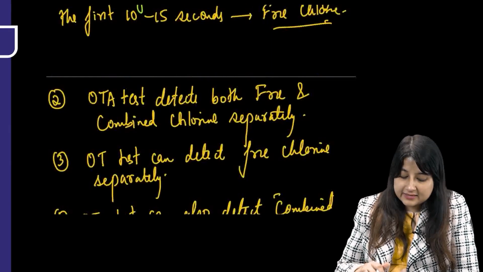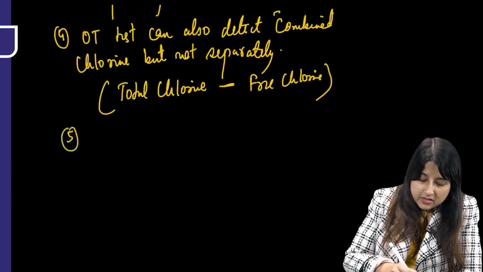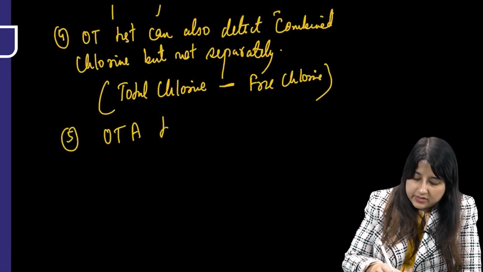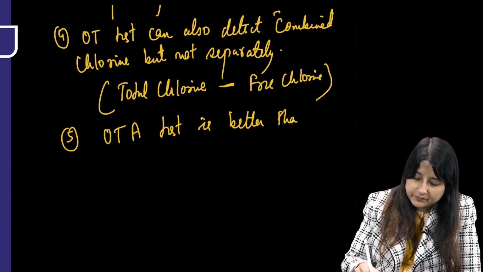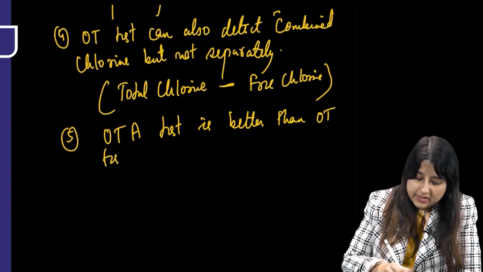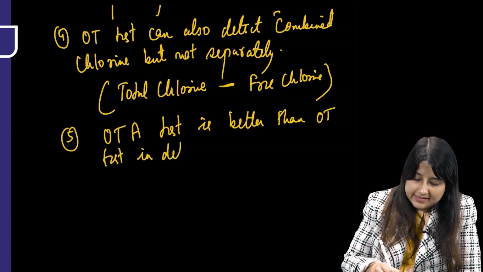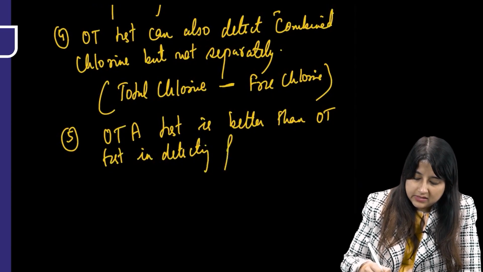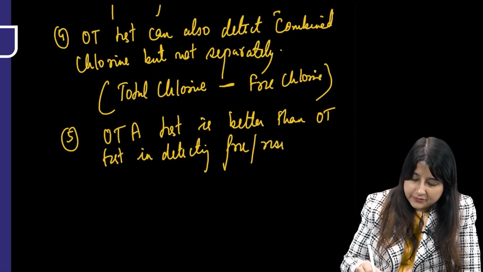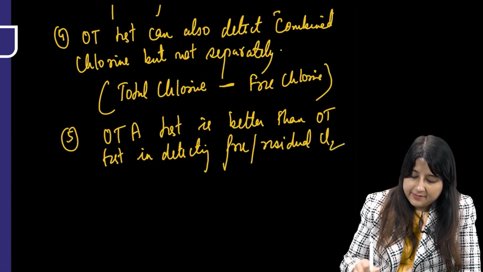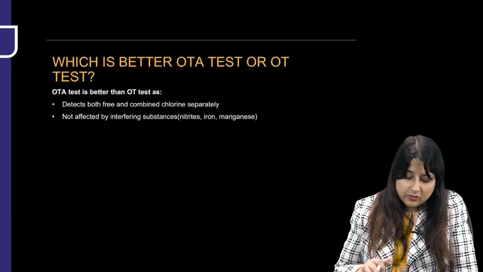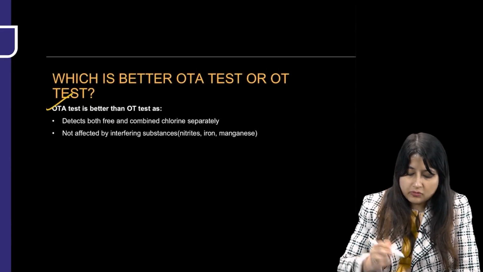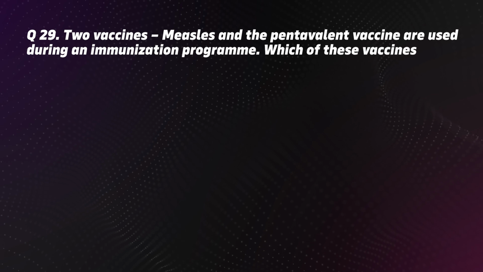So which test is better? Alright, so remember OTA test is better than OT test in detecting free or residual chlorine. Why? Because it is able to detect both free and combined chlorine separately.